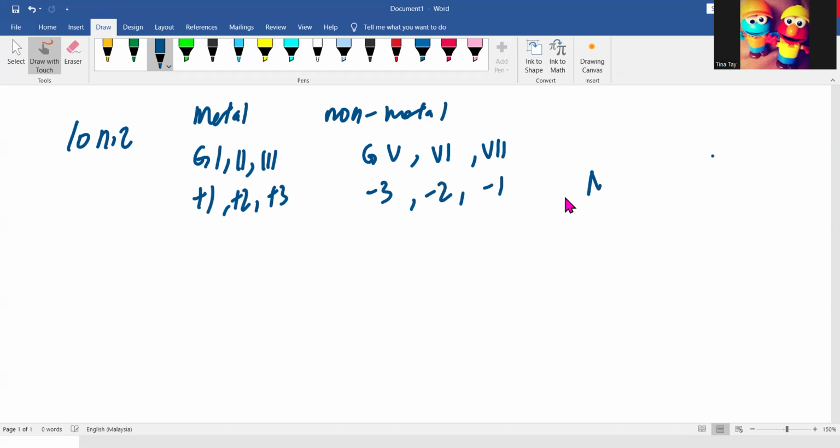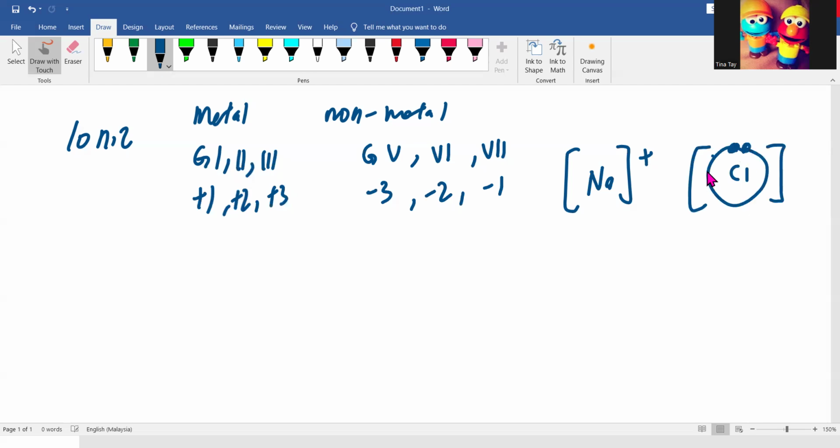And basically, they will look like this. Positive, negative with the full outer shell, like that. 7 electrons from its own, 1 is from someone else.